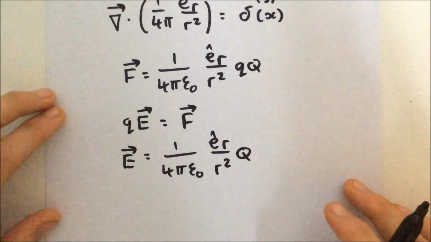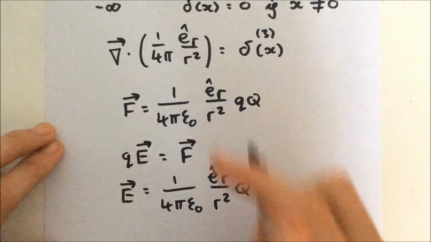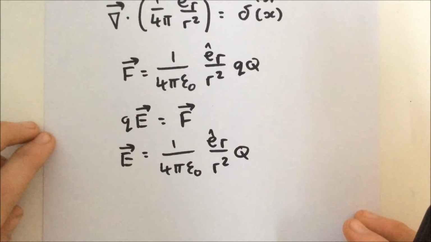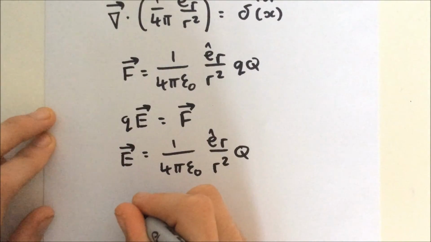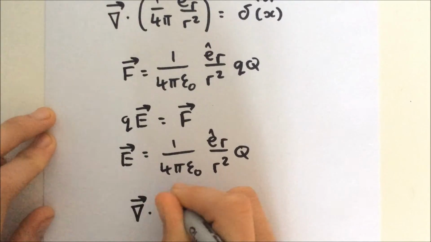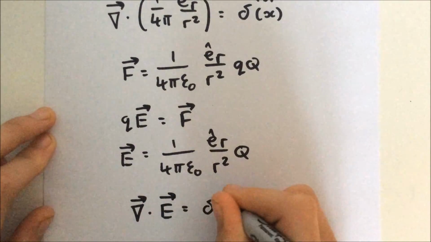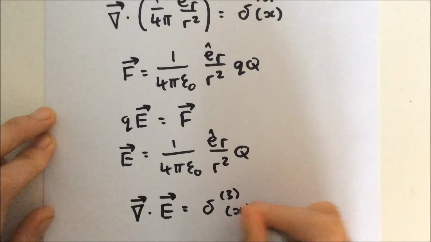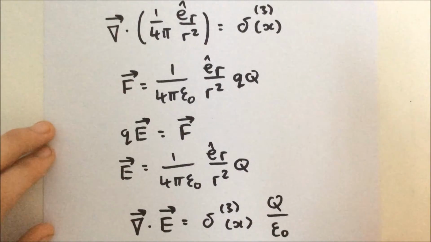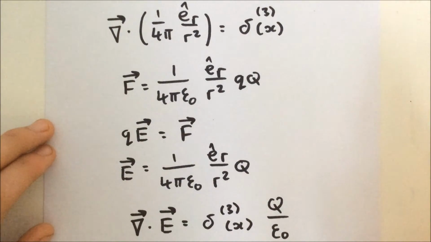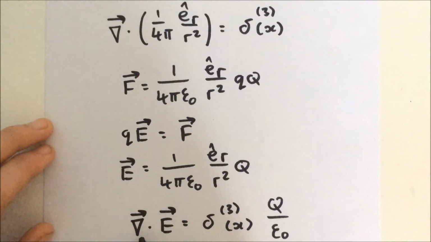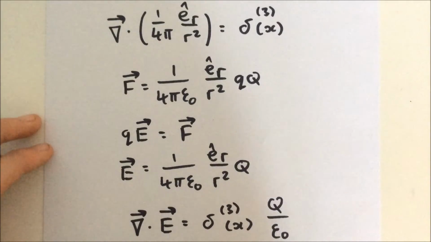Now let's go back to our divergence. Therefore, what we can do is we have the divergence of E is equal to our delta function multiplied by q over epsilon naught. Our delta function was given by this, therefore that's what we get for our divergence theorem for the electric field.